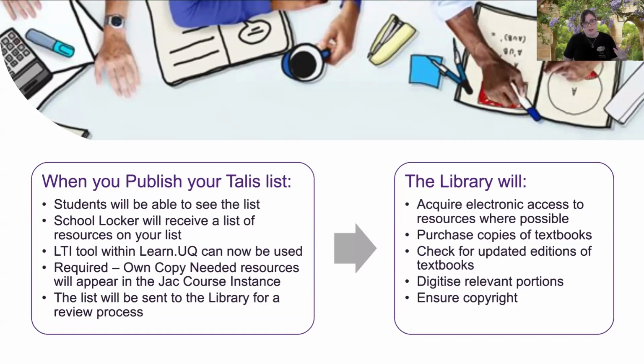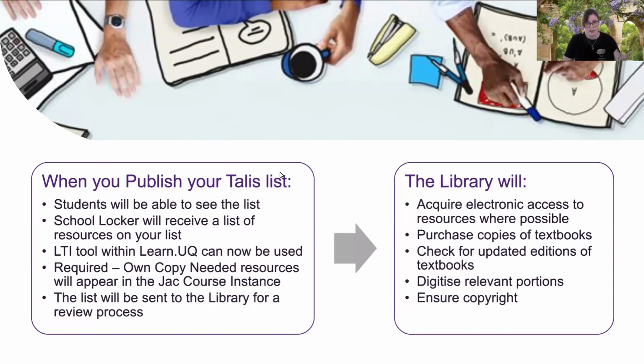The list will also be sent to us, the library staff, and we will go through a review process. In this review process, we'll check the following things. We'll acquire electronic access where we can. We'll purchase copies of textbooks. We'll check for updated editions. We'll digitize relevant chapters or articles. And we'll make sure that copyright and access is working throughout the list. So that's what the library will do once you've hit publish on your reading list in Talus Aspire.